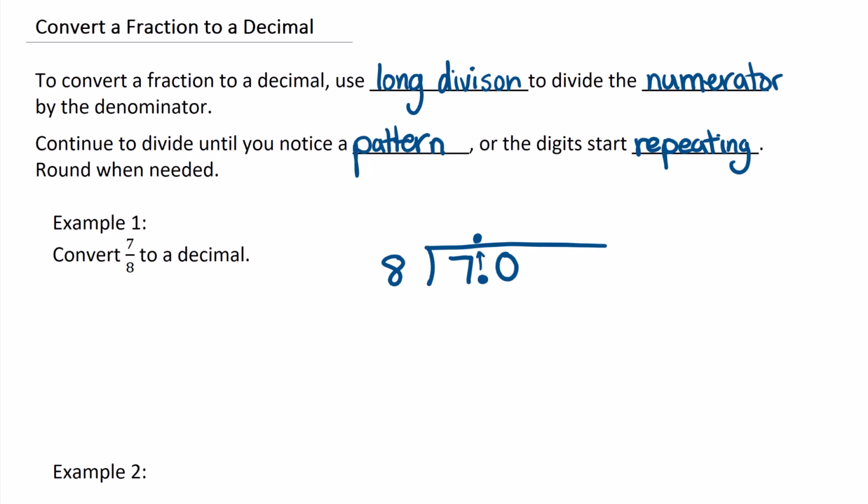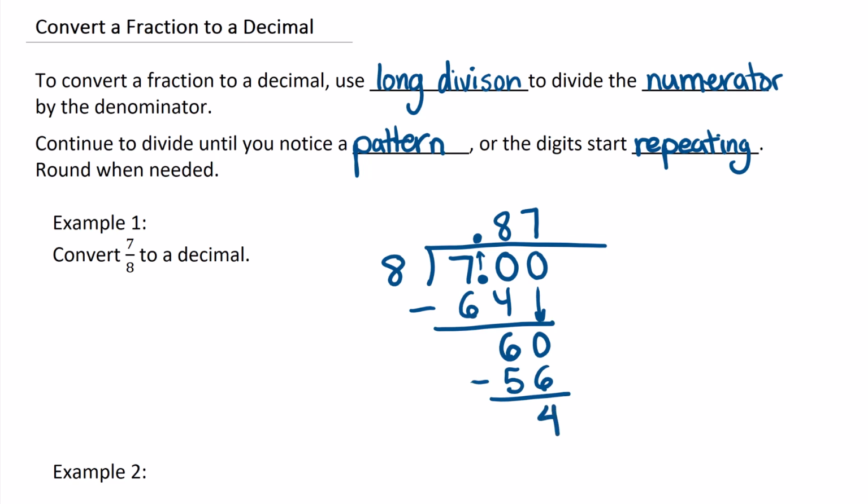So now 70, 8 will go into 70 8 times because 8 times 8 is 64. We'll subtract that 64 from 70, and we'll be left with a remainder of 6. Now 8 won't go into 6, but we can introduce another 0, drop that down, and now we can think of it as 60. 8 will go into 60 7 times. 7 times 8 is 56. We'll subtract that 56 from 60, and we'll get a remainder of 4.